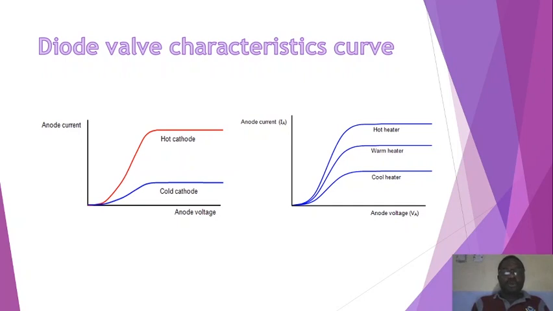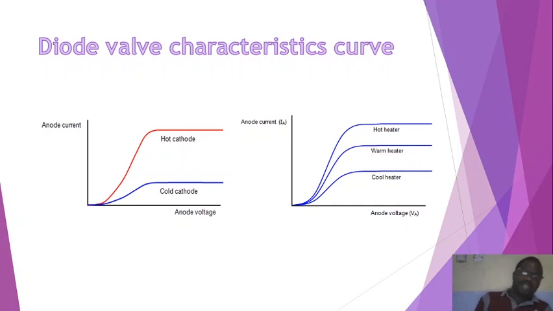It will continue until a particular point is reached where any further increase in the anode voltage will result in no increase in anode current. At that point, we call it the saturation point, and the current corresponding to that point is called the saturation current. That maximum voltage applied is called the saturation voltage.